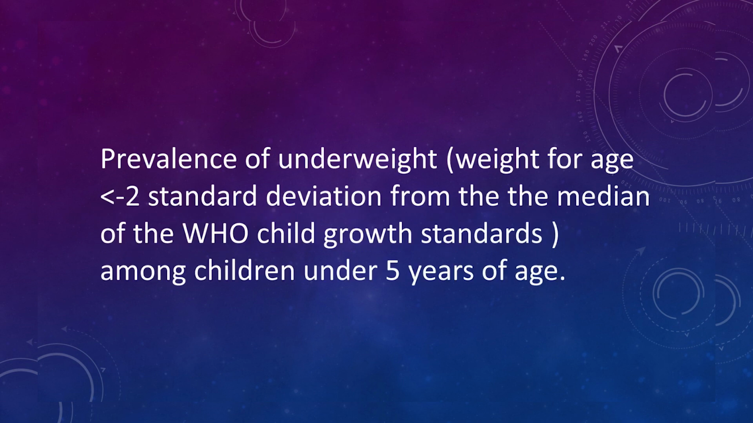The prevalence of underweight, that is weight for age, is less than -2 standard deviations from the median of the World Health Organization child growth standard among children under 5 years of age. So, when the child is less than -2 standard deviations of the World Health Organization child growth standards, then it is called an underweight child.